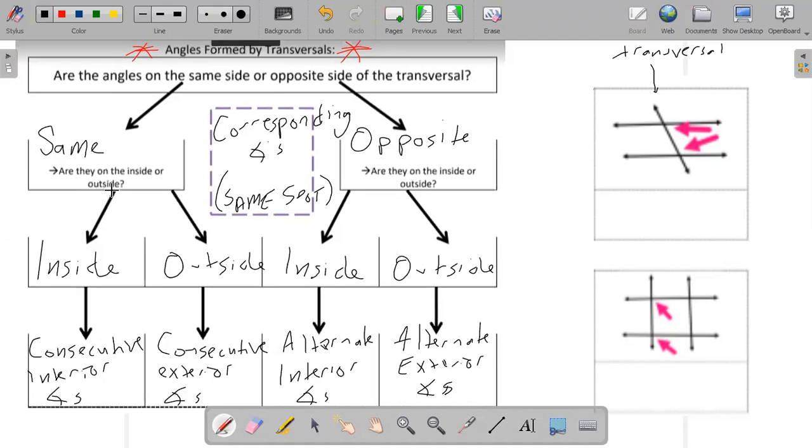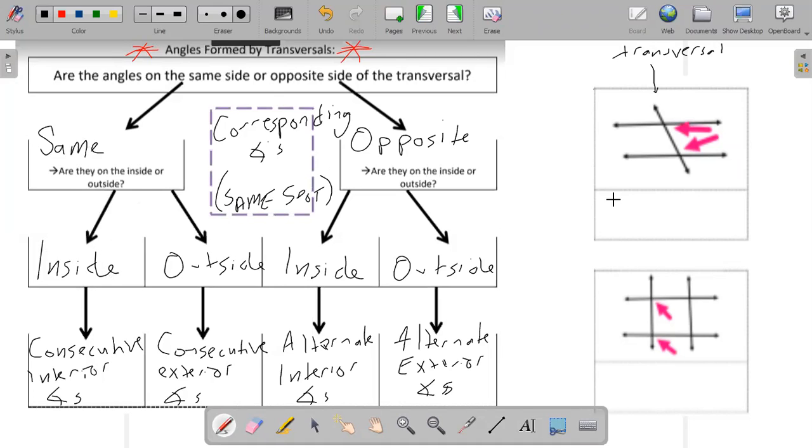So now we ask, are they on the inside of the two lines or the outside? The way I like to think about this is with my hands. If my hands are those two lines, and I have the transversal going like this, are the angles going to get smushed by my hands? If they get smushed, they're on the inside. If not, they're on the outside. Would those two angles get smushed if I push the two lines together? Yes, they would. That means they are inside.